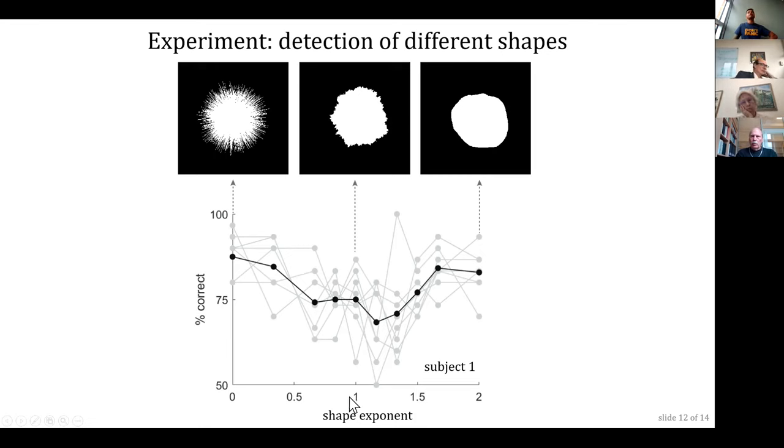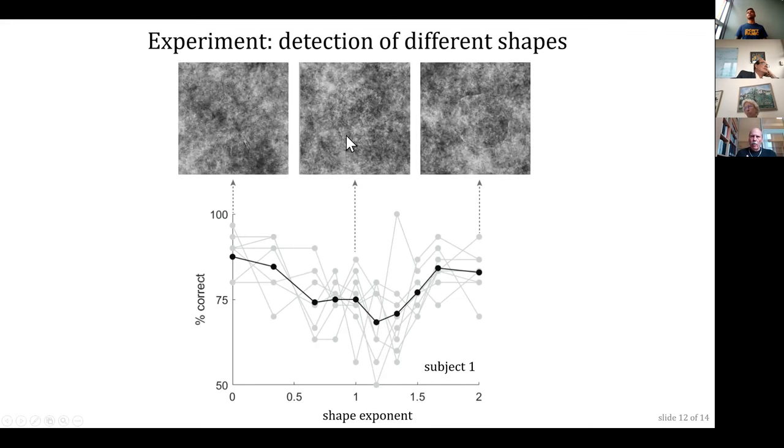If you have a very low shape exponent, the boundary is going to be very jagged. It's basically like a white noise boundary. And as you increase the exponent, they become smoother and smoother. So these are just outlines of these shapes. These are not the actual experimental stimuli, where they have the same texture as them. So now we have an idea of what these shapes look like.